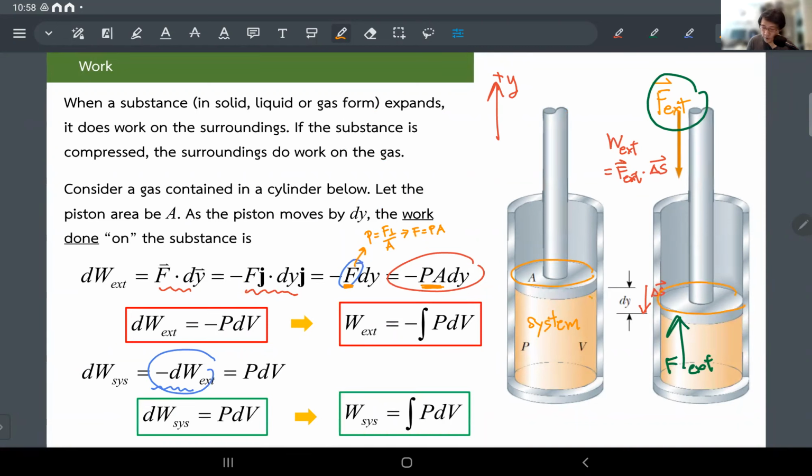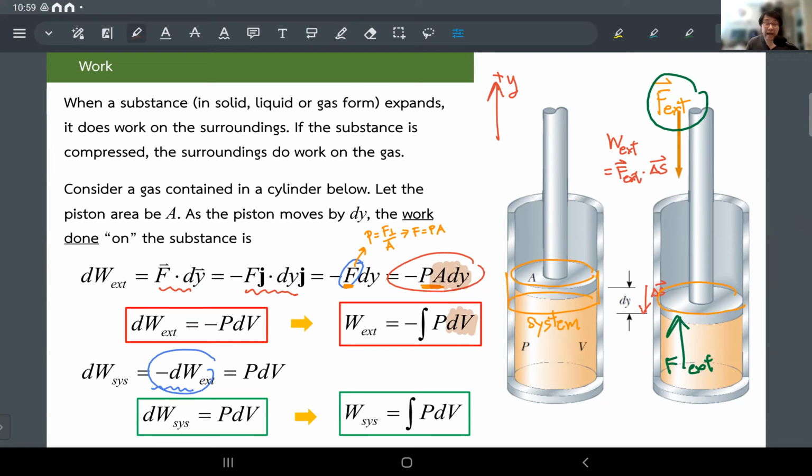Let me overlay on the single figure over here. See that? So when you compress the piston, you see that the volume of the gas is changed due to the displacement dy and the cross-sectional area A. So that means that A dy can be expressed as the volume change. Why not? Okay, does that make sense to you?